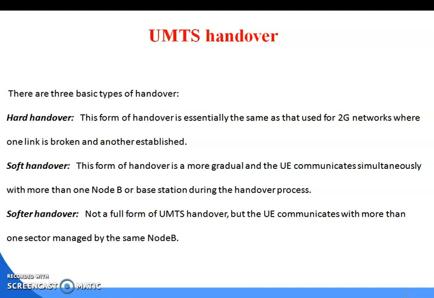But in soft handover, this form of handover is more gradual, and the UE communication, that means user equipment communication, is simultaneous with more than one node B or base station during the handover process. Softer handover is not a full form of UMTS handover, but the UE communicates with more than one sector managed by the same node B.